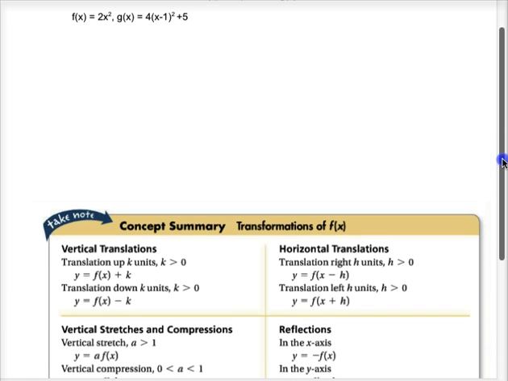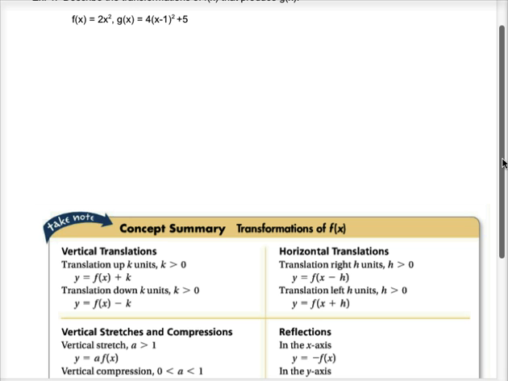Now, going back to the problem that we're being asked. Describe the changes that are happening. All right, so parent function. We're starting with this 2x squared. And we're getting this 4(x minus 1) squared plus 5. Now, the first thing that I'm noticing is here, we're starting with multiplying it by 2, but now we're multiplying it by 4. Okay, so where it's multiplying, that parent function has changed. So that's going to be where I start, okay?